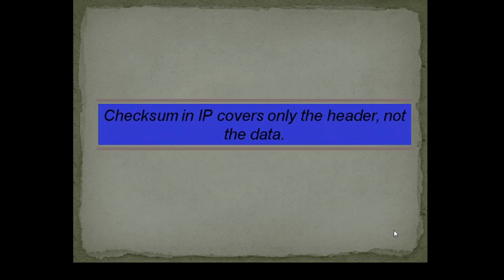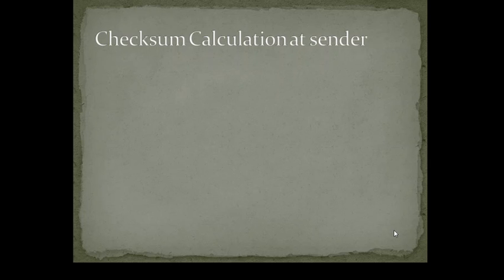Then the next thing: in the checksum, only the IP header is covered, not the data part. The 16-bit fields in the IP header will be considered for finding the checksum, not the whole data.